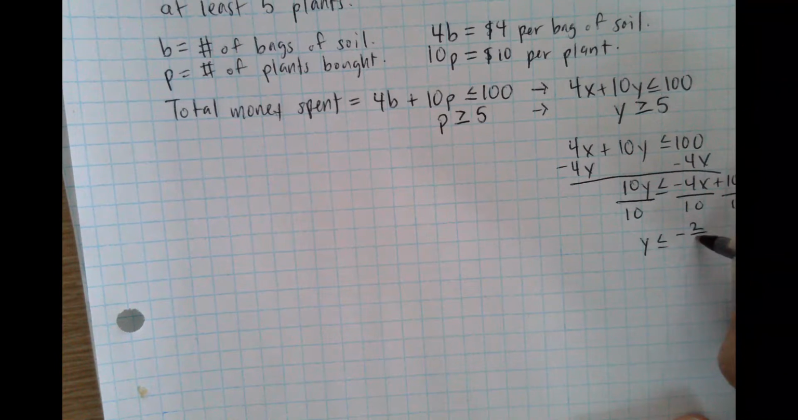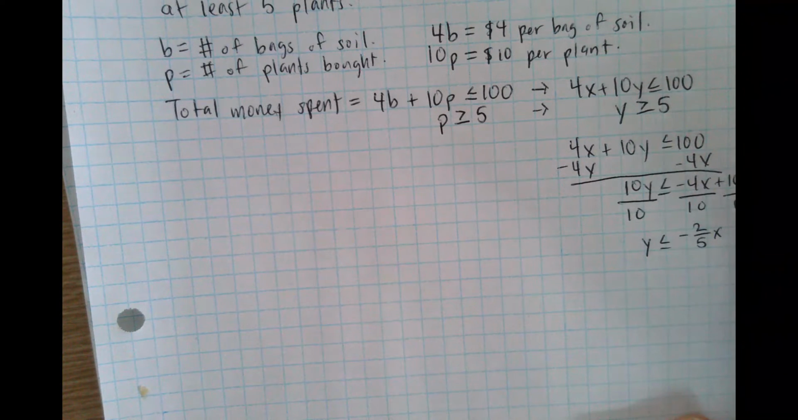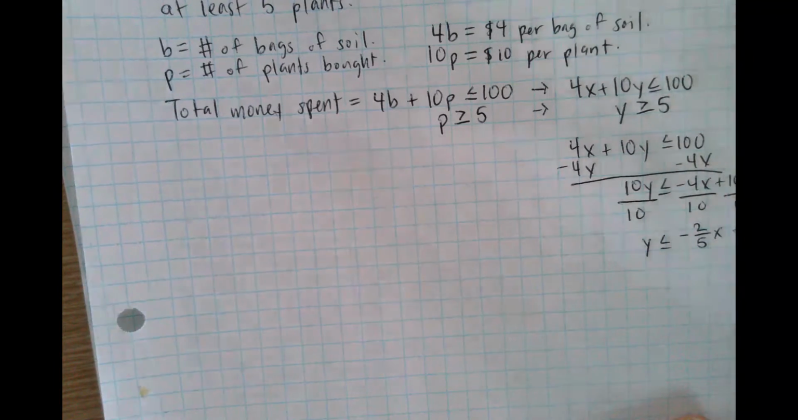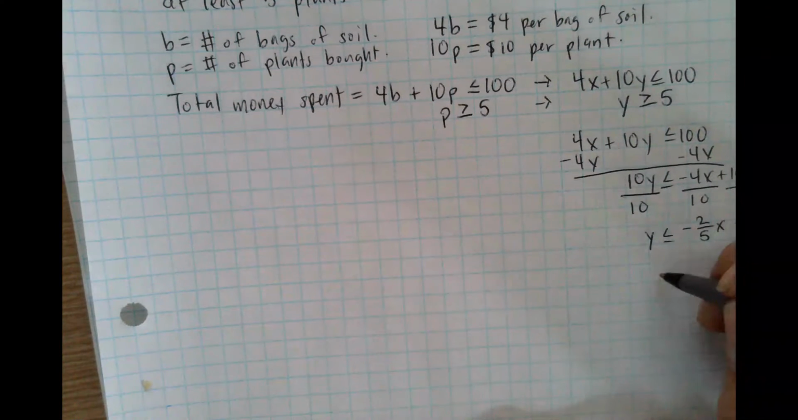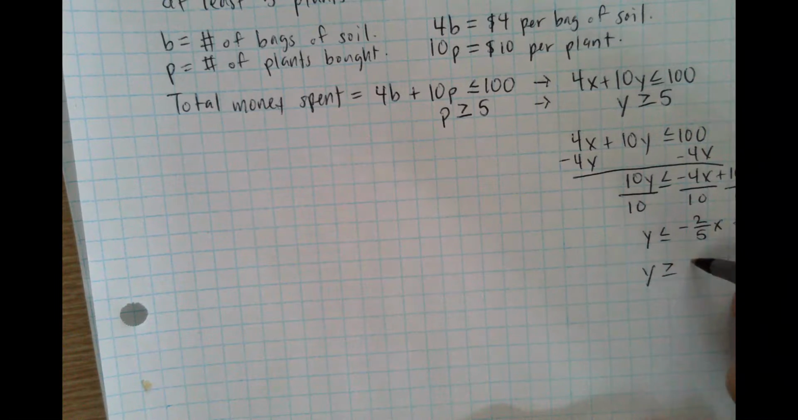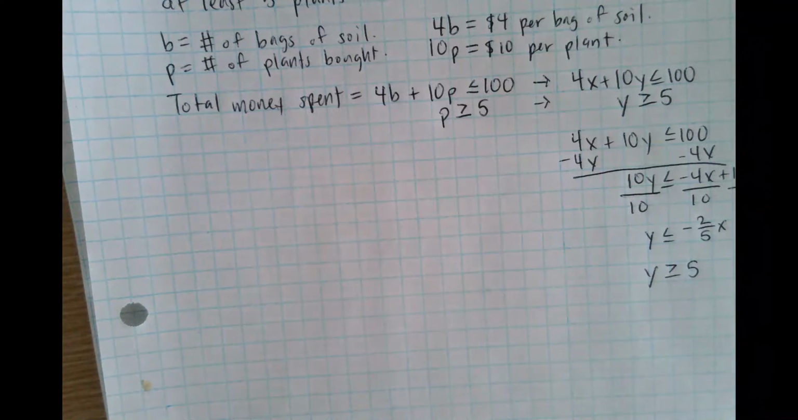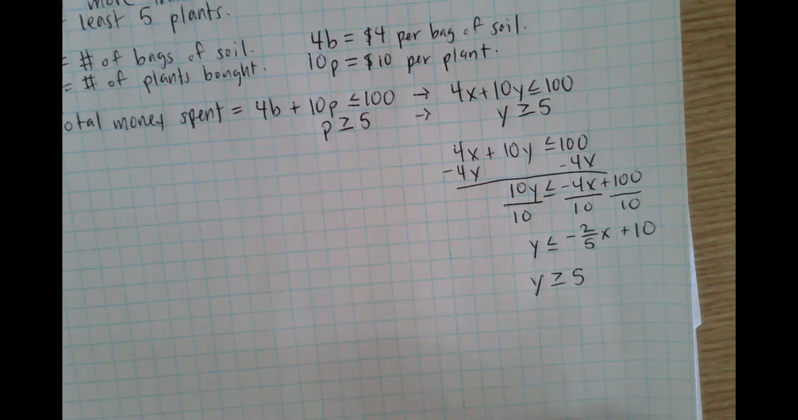I'm going to reduce the first number as much as I can. And then I have my equation right here. So my two inequalities are y is greater than or equal to 5 and y is less than or equal to negative 2/5 x plus 10.